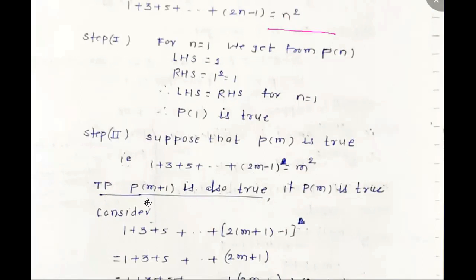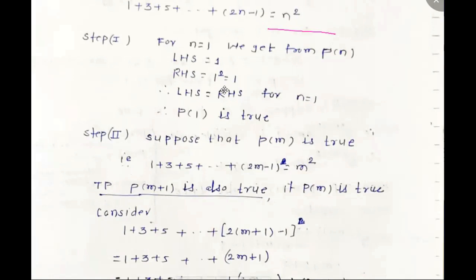Now how to show that if P(m) is true, then the statement is true for the next value also. The next value is m plus 1, that is, P(m) implies P(m plus 1).